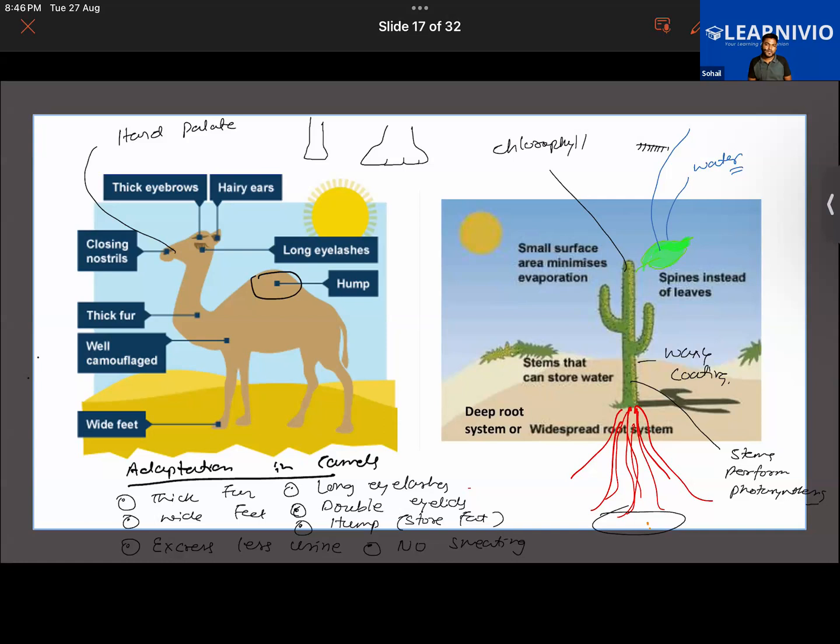Sir, the juicy part, like the waxy coating of the cactus.